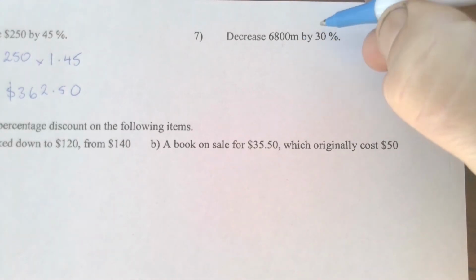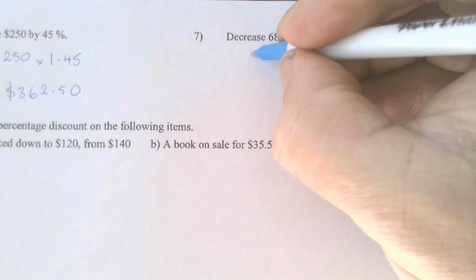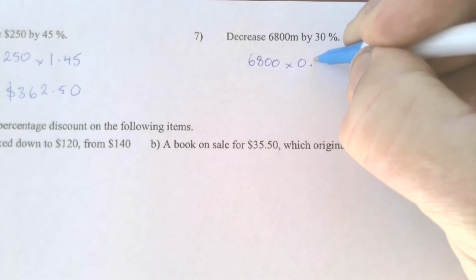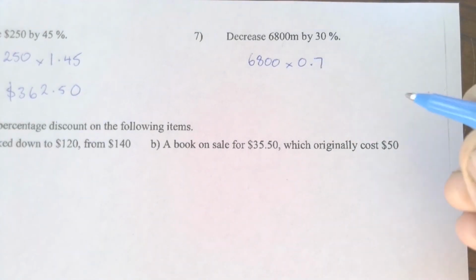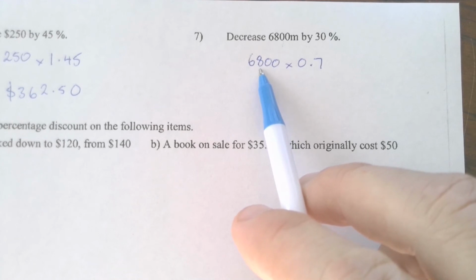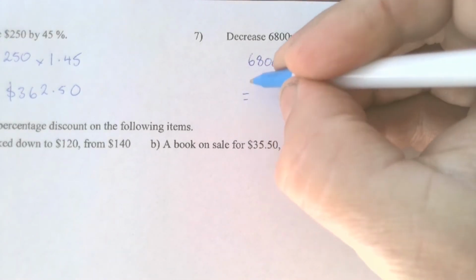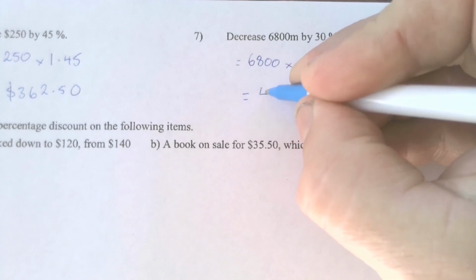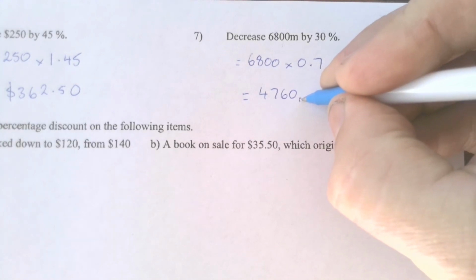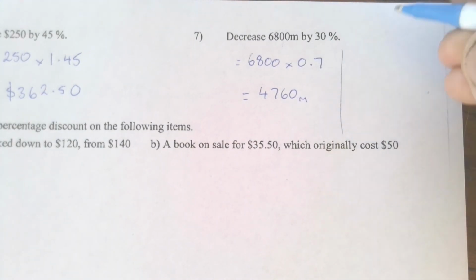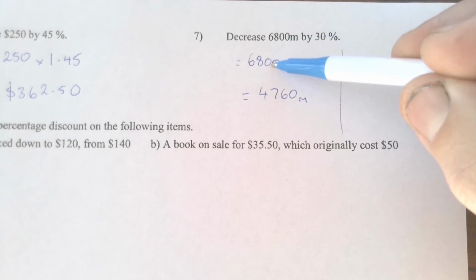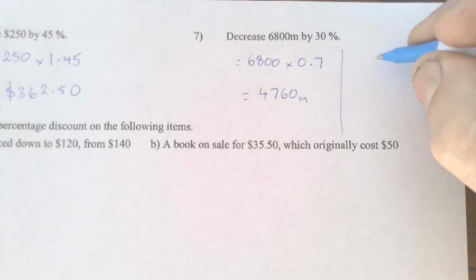So instead of taking 30%, I'm going to work out what 70% of this number is, okay? So I want to know what 70% of 6,800 is, and then when I put that into my calculator, I will find that I get 4,760, okay? Oh, not forgetting meters. The alternative way is to work out what 30% of that is and then subtract it from this.